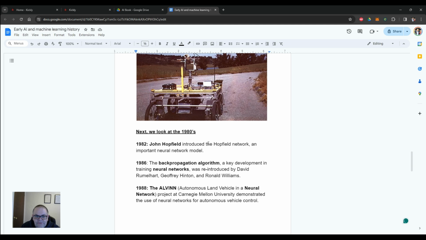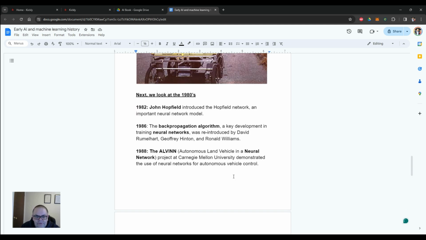Next, in the 1980s, John Hopfield introduced the Hopfield network, which is an important neural network model, which is going to be used in the next examples. In 1986, 4 years later, the backpropagation algorithm, a key development in training neural networks, was reintroduced by David Rumelhart, Geoffrey Hinton, and Ronald Williams. 2 years later, the ALVINN autonomous land vehicle in a neural network project at Carnegie Mellon University demonstrated the use of neural networks.